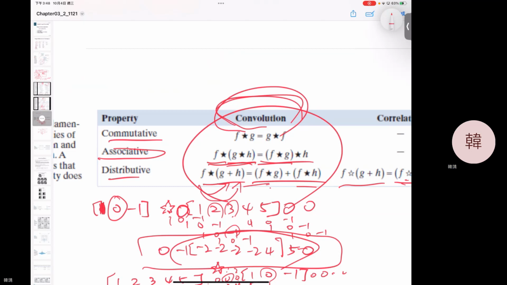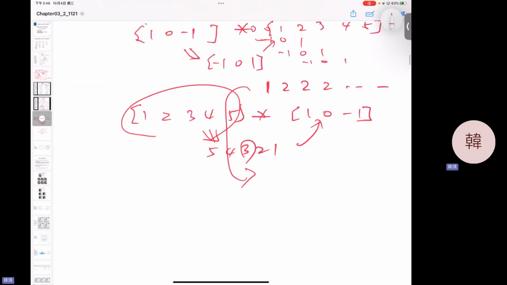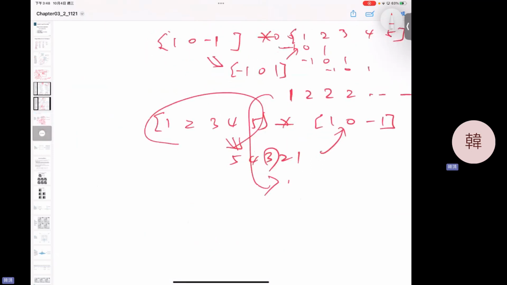Since we come to convolution, I still have to give you some idea, in case you don't know the convolution. I don't know, has anyone already got the result here? Exactly.